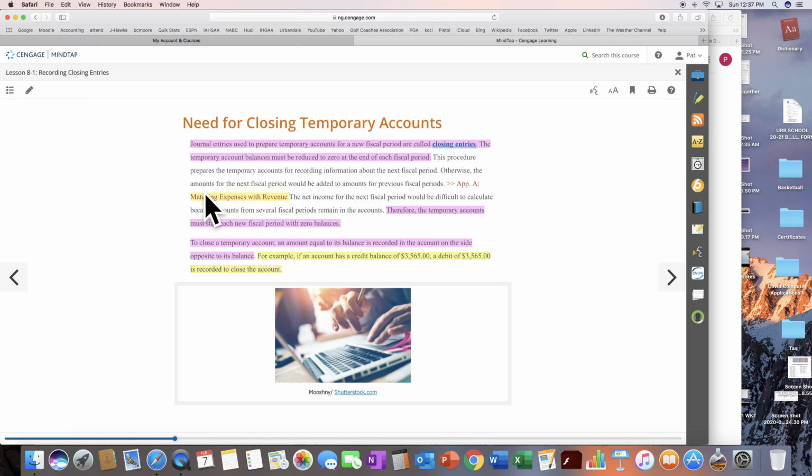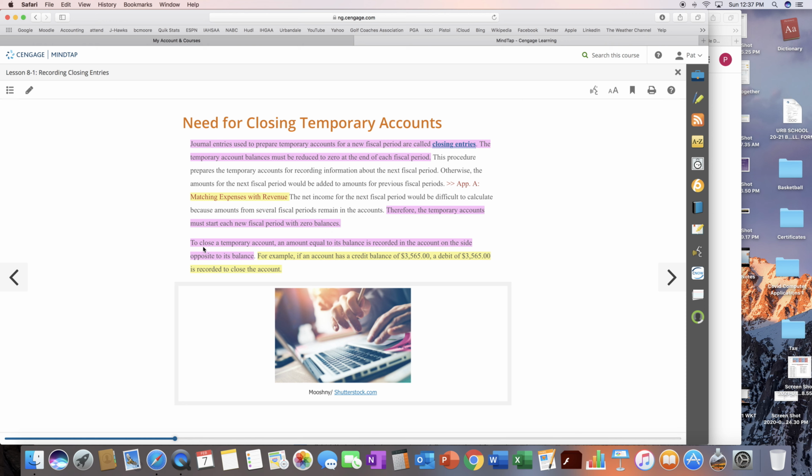And we do this to match our expenses with revenue, otherwise we'd have all these expenses at the beginning of our next fiscal period when it wasn't true. We couldn't compare one fiscal period to the next. So we want to get all our expenses, revenue, and drawing to zero, along with income summary, when we start the next fiscal period. And that's what they're saying here. New fiscal period, we want to have them start with zero.